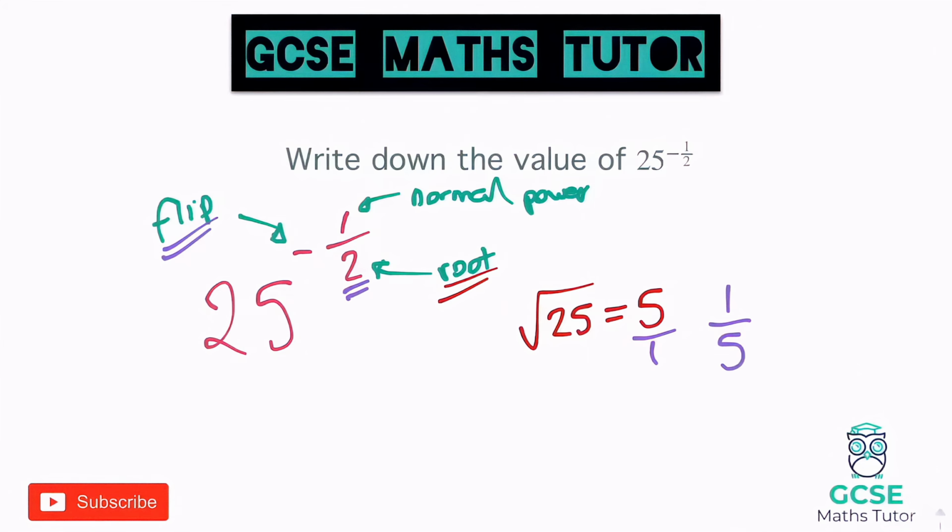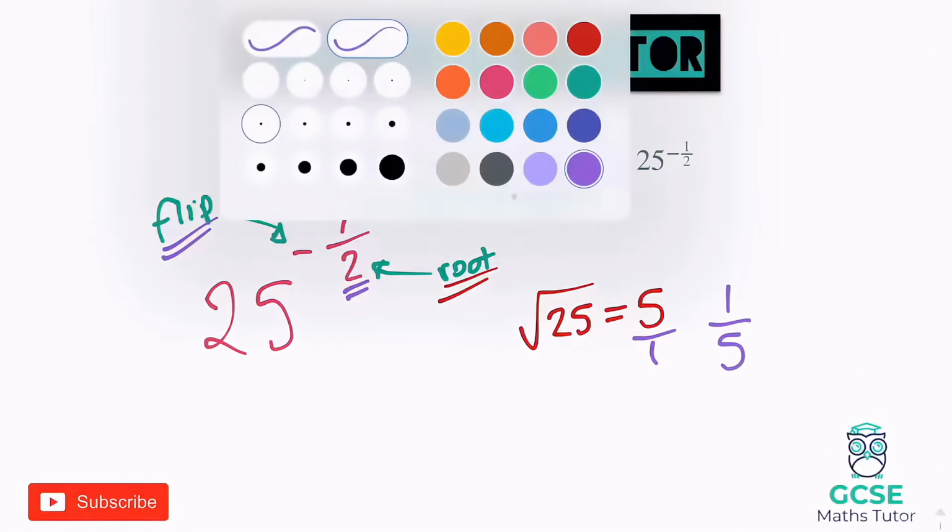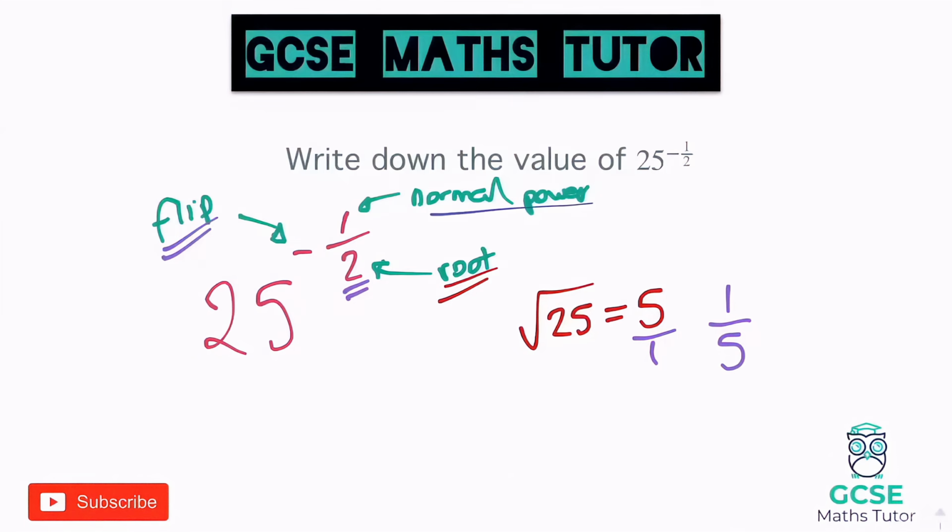Now the normal power there is just a 1, and a normal power of 1 doesn't actually change anything. Anything to the power of 1 is just itself. So that 1 over 5 there would be my final answer.